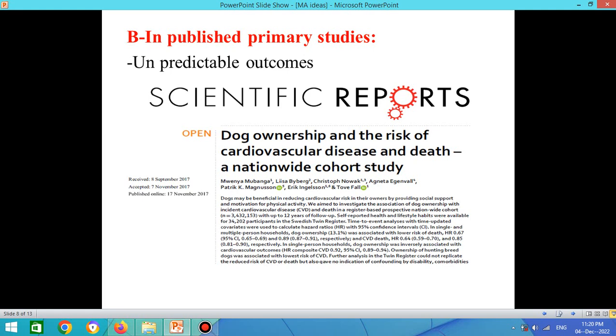B. In published primary studies, unpredictable outcomes. In this paper, the authors studied dog ownership and the risk of cardiovascular disease and death, a nationwide cohort study. I have published a meta-analysis about pet ownership and cardiovascular risk and mortality. When I saw the paper, the idea came to me, why not study this rare and unpredictable association?